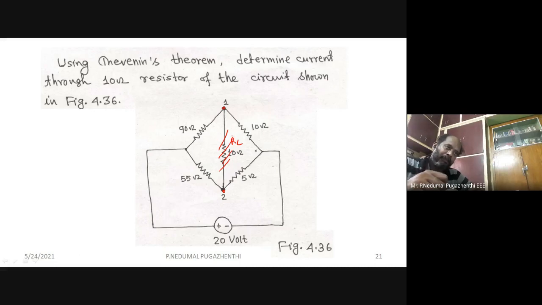Again, that is the first step. We take the 10 ohm resistor, the load, and remove it. After that, we will try to find the open circuit voltage between terminals 1 and 2. That is VThevenin.